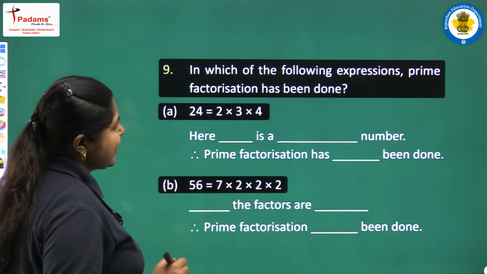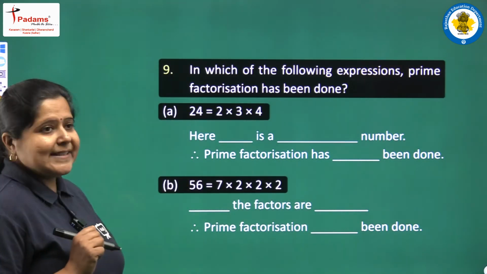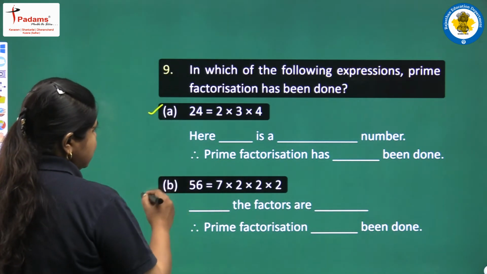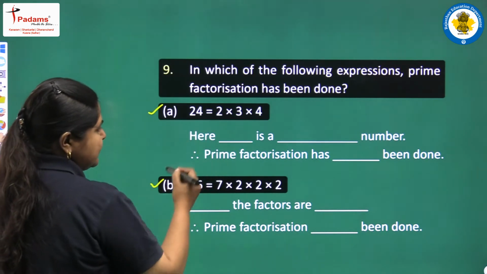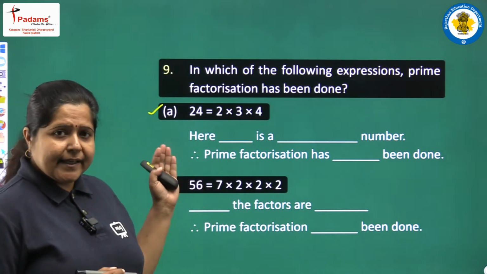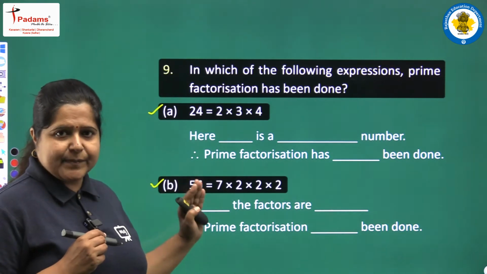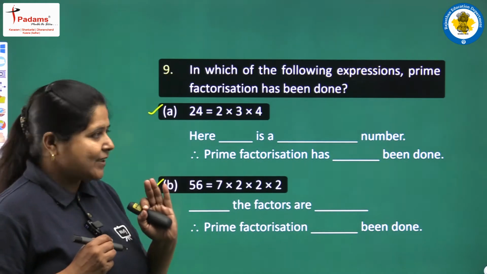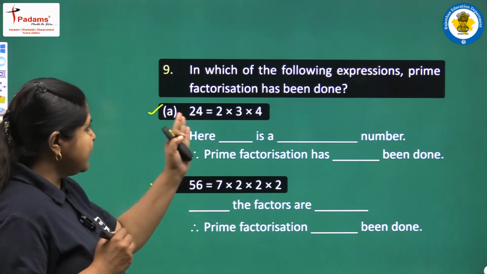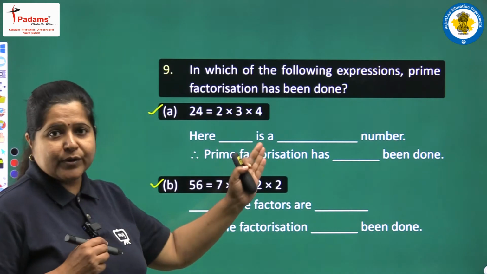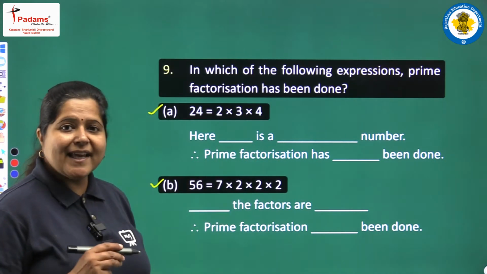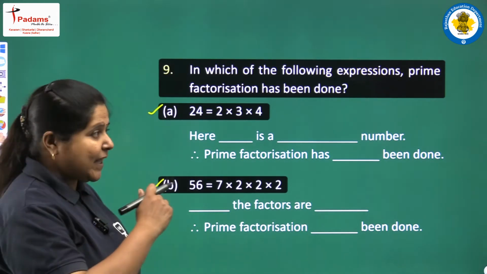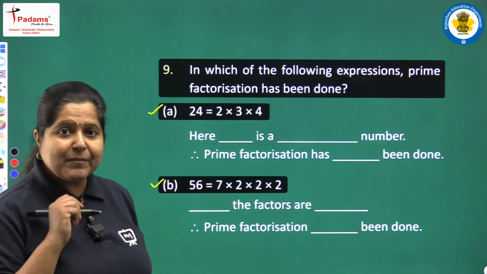In which of the following expressions prime factorization has been done? Here we have been given a few questions. You can see the prime factorization, or you should say here the factorization of the numbers has been given. We have to check whether it is prime factorization or not. 24 के ये factors दिए हैं, factorization 2 into 3 into 4. हमें check करके ये बताना है कि क्या ये prime factorization है या नहीं. उसके लिए जो multiply में numbers आ रहे हैं, ये सारे prime numbers होने चाहिए.